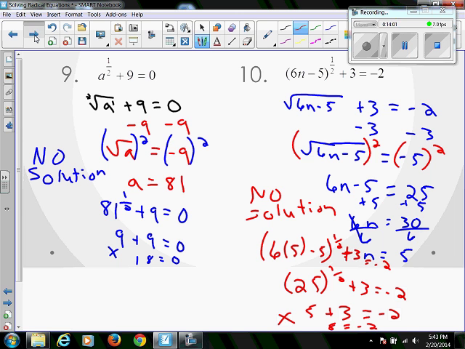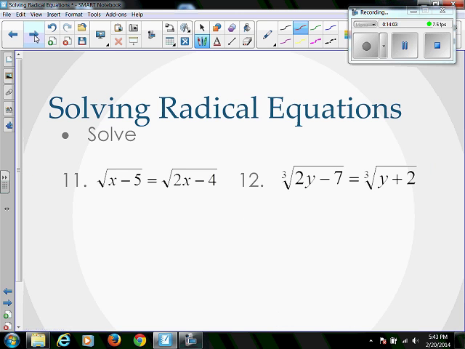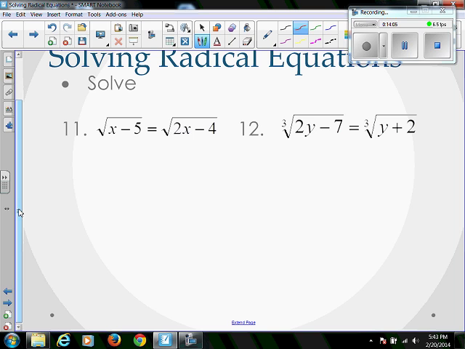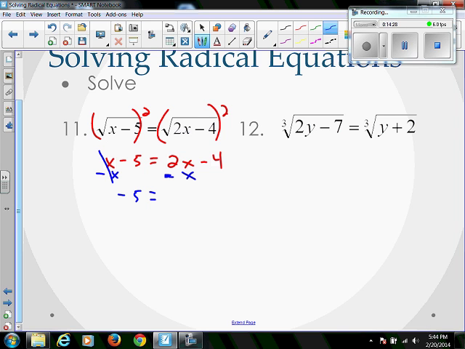Let's look at number 11. What do we notice? We have square root on both sides. Are they both isolated? Yes, they are. So how do we get rid of it? We just square both sides. We have x minus 5 equals 2x minus 4. Now we're going to solve for x. First thing I'm going to do is subtract x. These x's cancel. Negative 5 equals x minus 4. Add 4. Negative 1. So x equals negative 1.